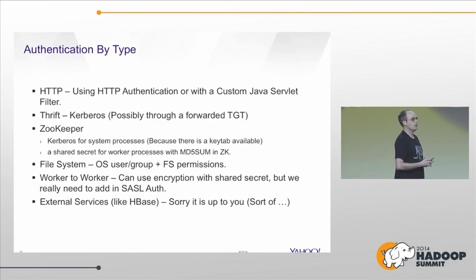But because we are running the worker processes, those have to be able to talk to Zookeeper as well. But we didn't really want to force a Kerberos authentication on them and forward the TGT to them. So in that case, we actually generate a secret for each of the, essentially a token for each of the topologies as they run.